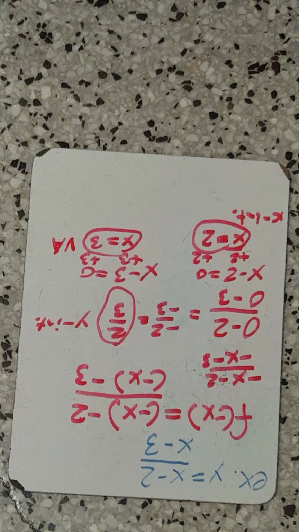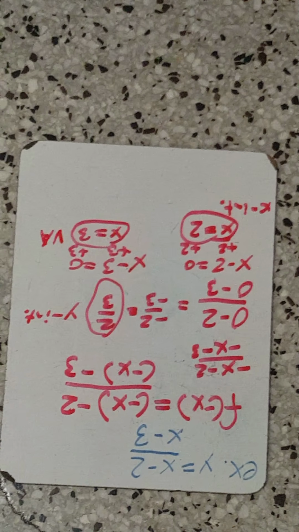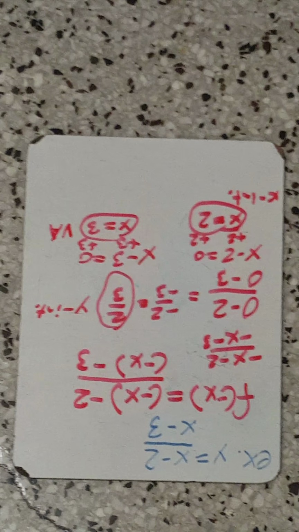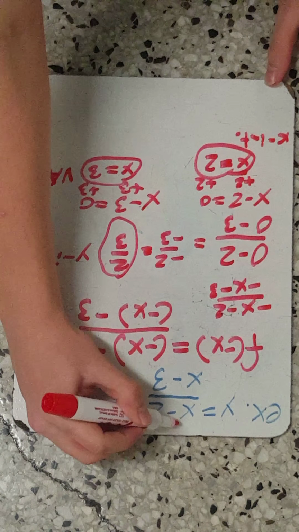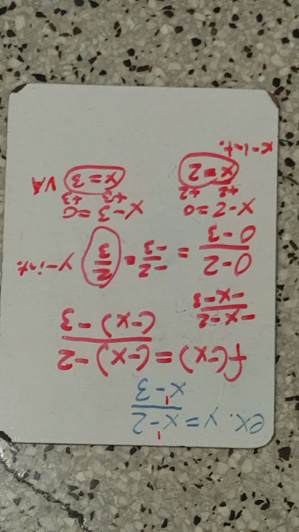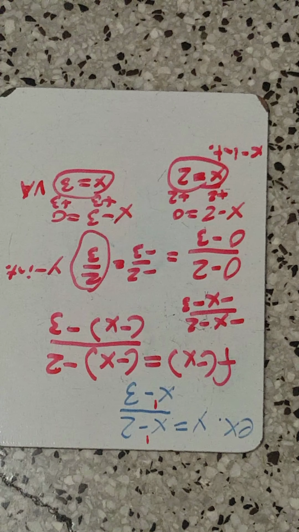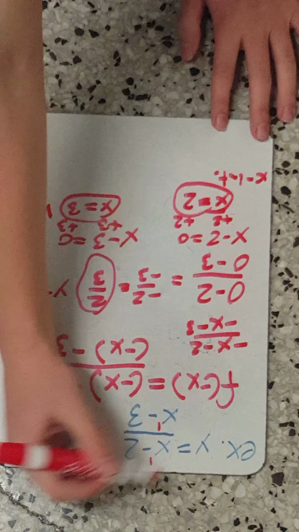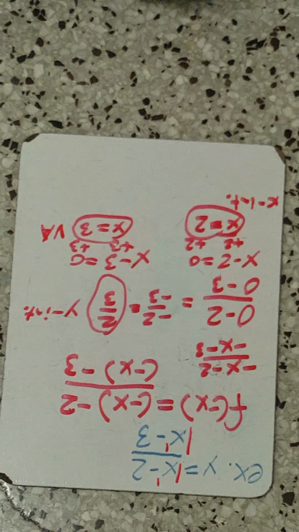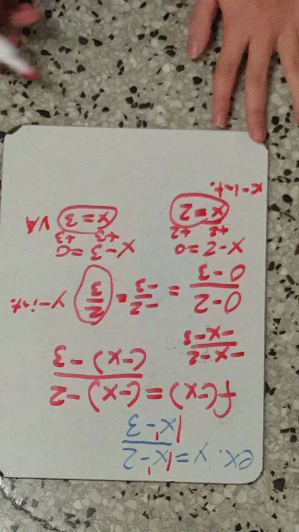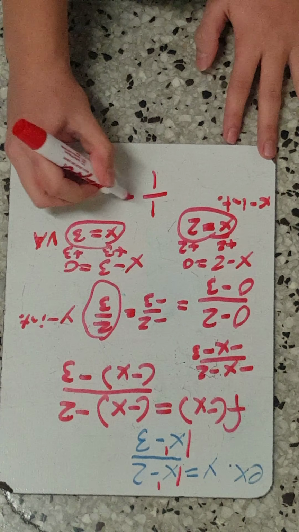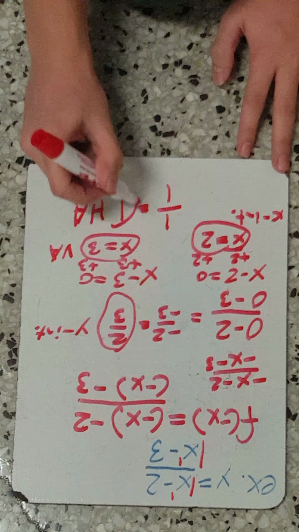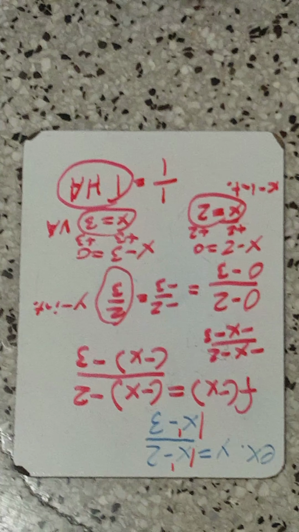Next, you need to find your HA, the horizontal asymptote. To do this, you look at the exponent of your x's. In this case, both of these x's have an exponent of 1, and since they are equal, you would take the coefficients of these x's. They are both 1, so you would put 1 over 1, which equals 1. So 1 is your HA. So you have a line at 1.